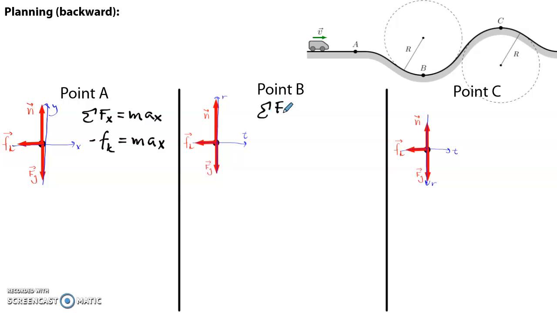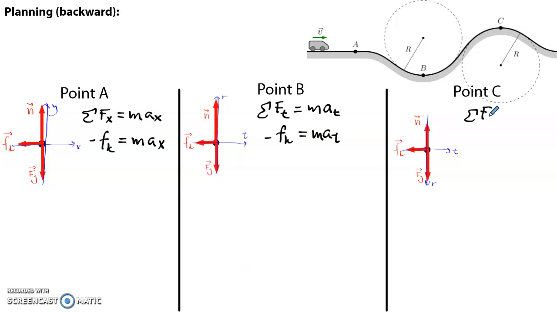We'll have instead in here the sum of the force on the tangential axis is equal to the mass times the tangential acceleration. And the only force acting is the friction force, but again it's pointing in the negative direction, so the negative sign times the mass times the tangential acceleration. And same idea for point C, we'll get exactly the same thing.